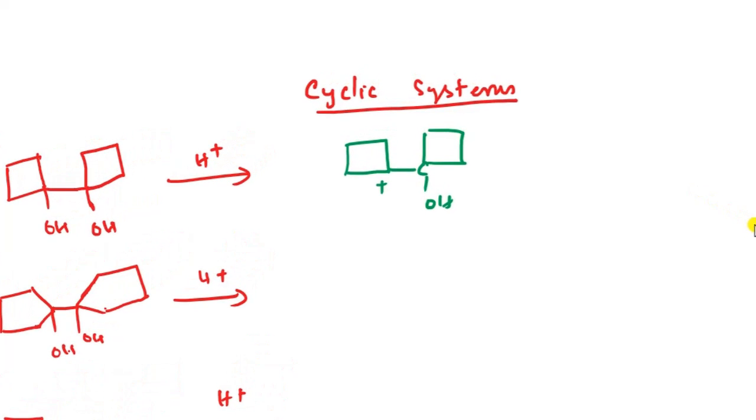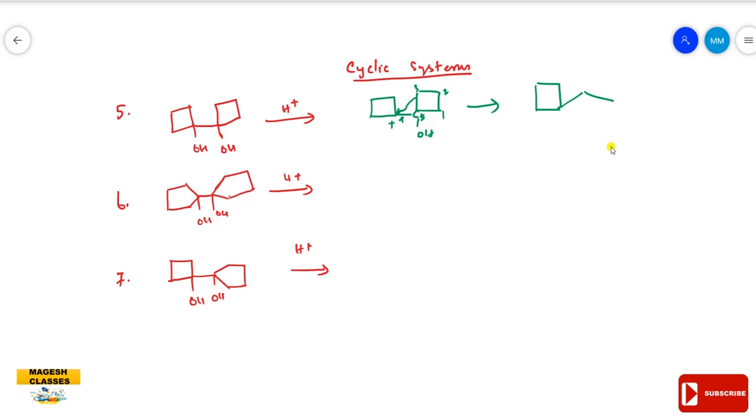Now the migratory group is present in the second carbon atom. Here one of these bonds is shifted to this carbon, so that you get the member 1, 2, 3, 4, 5. The ring expansion takes place. The first one is like this, so the second one will be the 5-member, and the ketonic group is present here. Okay, so this is the type of pinacolone. Here the ring expansion is taking place.